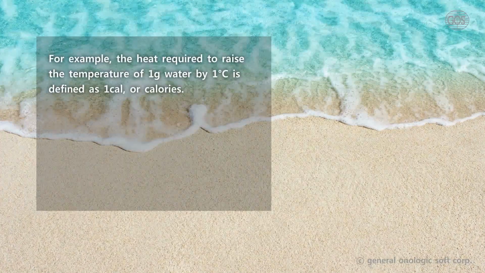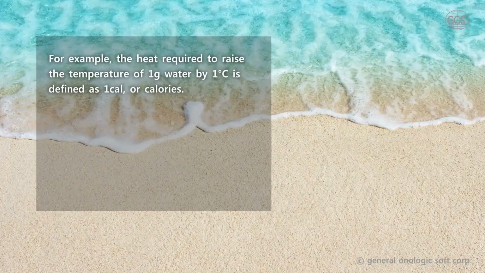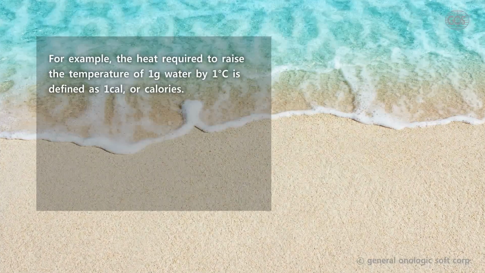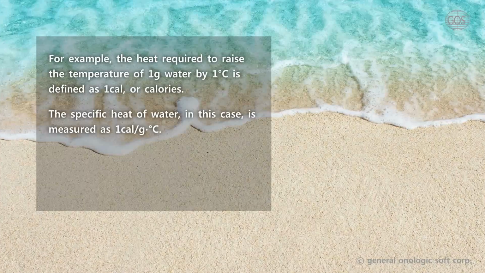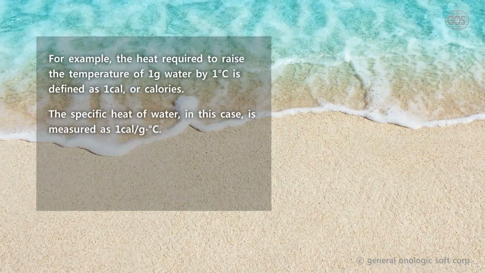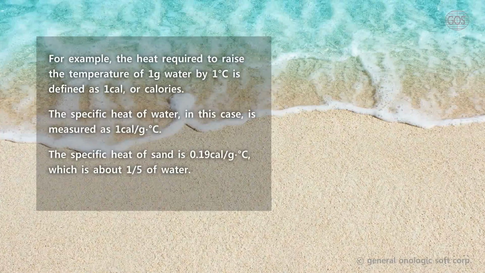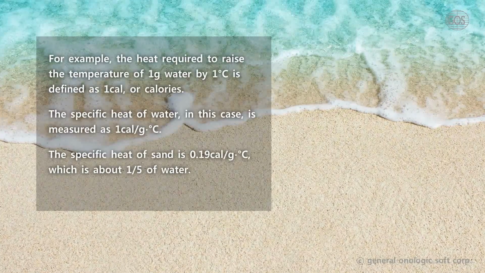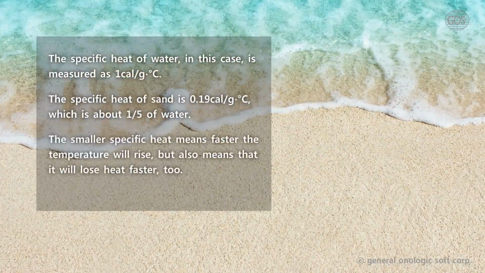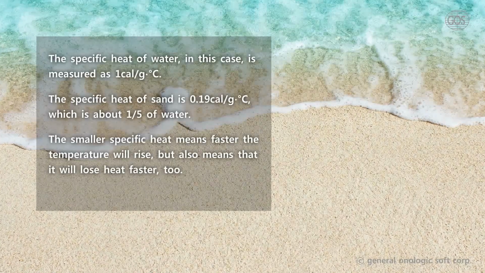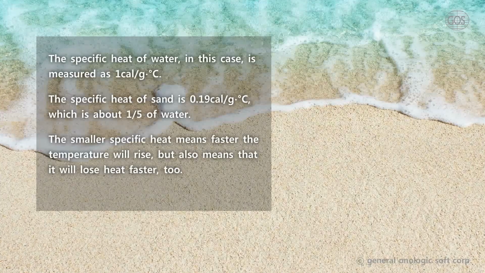For example, the heat required to raise the temperature of 1 gram of water by 1 degree Celsius is defined as 1 calorie. The specific heat of water, in this case, is measured as 1 calorie per gram times degree Celsius. The specific heat of sand is 0.19 calorie per gram times degree Celsius, which is about 1/5 of water. The smaller specific heat means the temperature will rise faster, but it also means that it will lose heat faster, too.